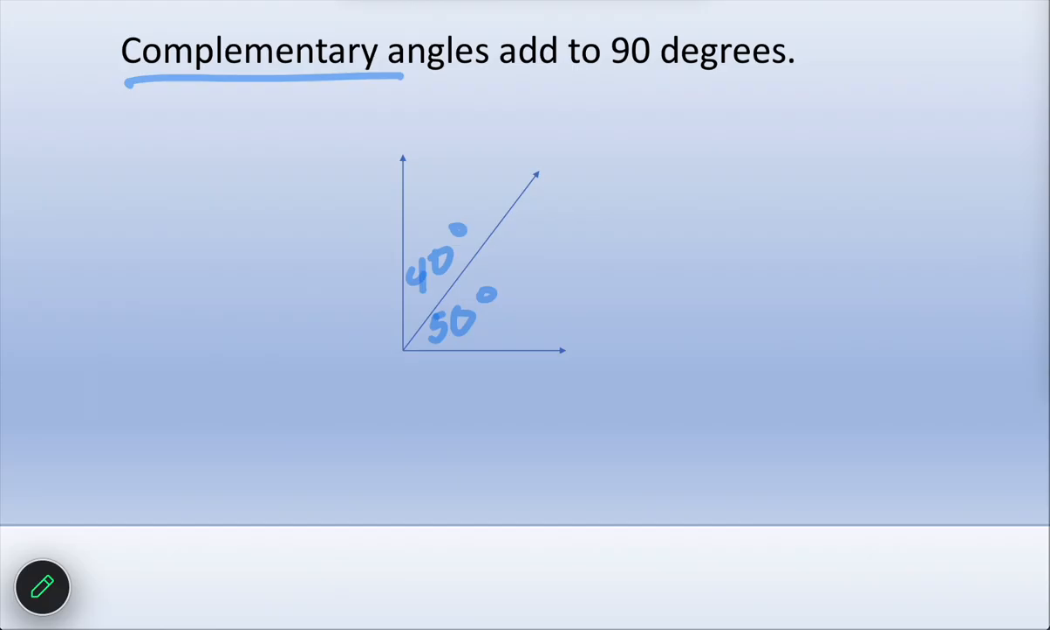Now they don't have to be smushed together like this. You can have a 50 degree on one part of the page and 40 degree on the other, but we would still call them complementary. They have a total of 90 degrees.